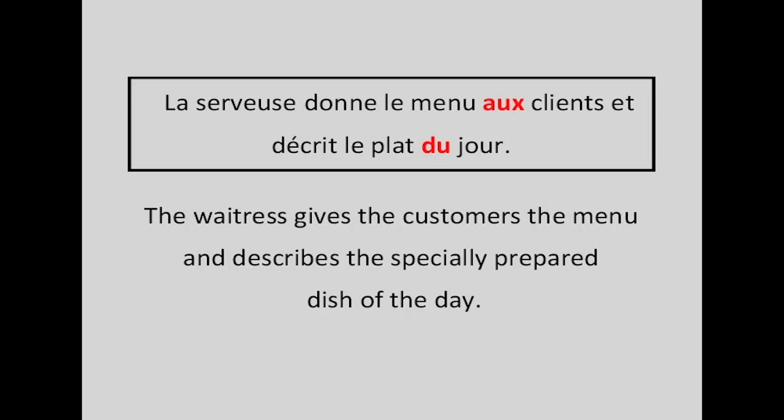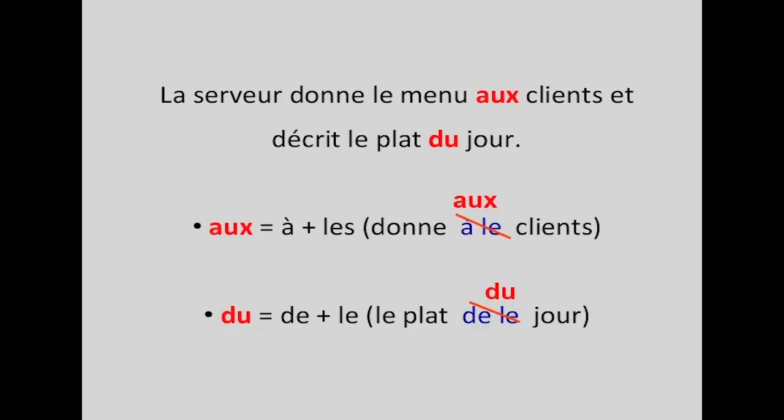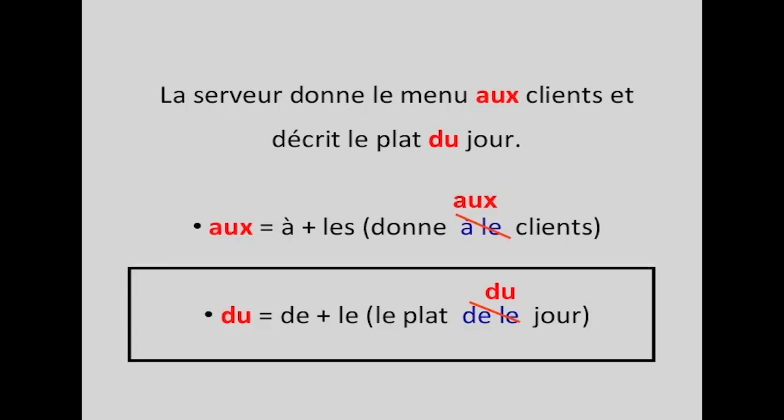The third sentence that demonstrates the contraction of articles after a preposition is, la serveuse donne le menu au client et décrit le plat du jour. The English equivalent is, the waitress gives the customer the menu and describes the specially prepared dish of the day. In this sentence, AUX is the contracted form of donne à plus les clients, while du is the contracted form of le plat de plus le jour.